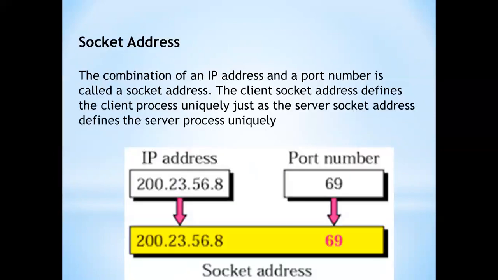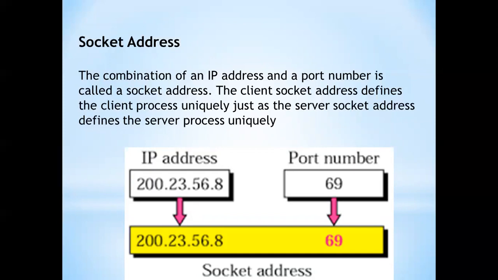Next is the socket address. Process to process delivery, that is transport layer communication, has to use two addresses: one is the IP address and the other one is the port number at each end to make a connection. Hence the process to process delivery uses the combination of these two. The combination of IP address and port number is shown in the figure, and it is known as the socket address. The client socket address defines the client process uniquely, whereas the server socket address defines the server process uniquely.